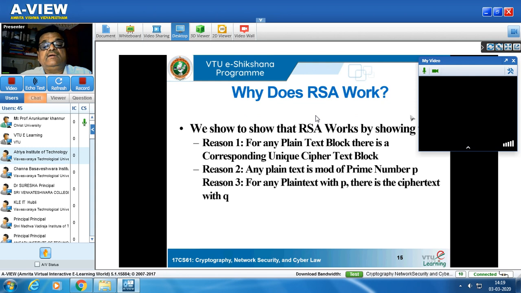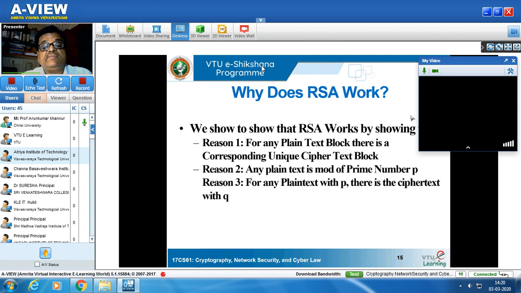Here we want to show that RSA works by showing, reason 1, that for any plain text block there is a corresponding unique cipher text block. The type of encryption and decryption we use is such that for every plain text block there is a corresponding unique ciphertext.